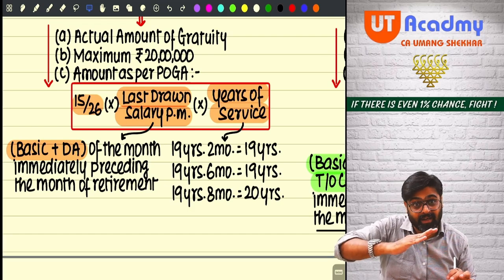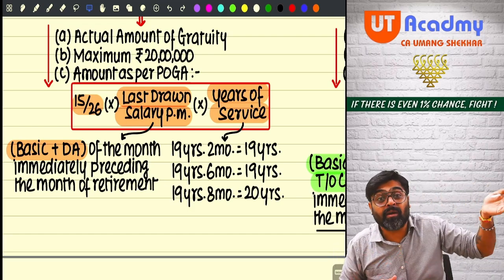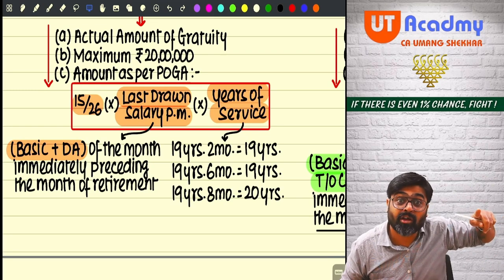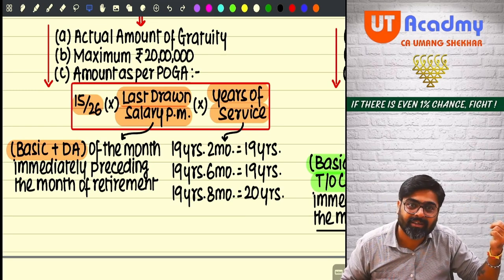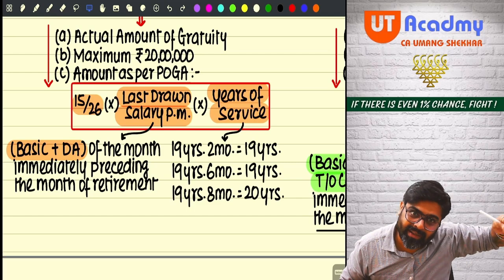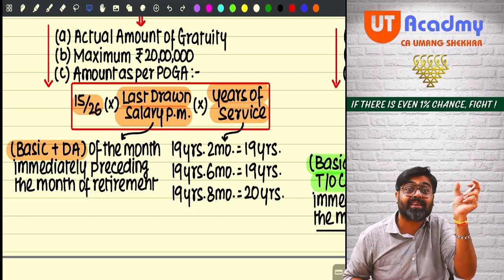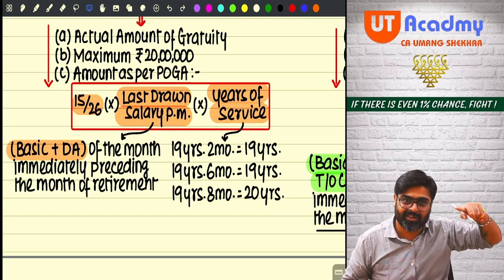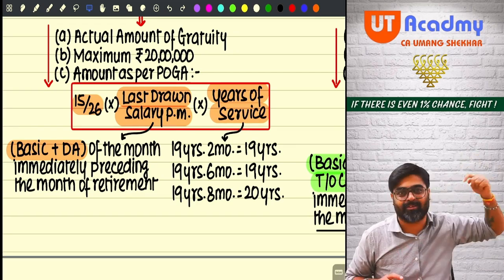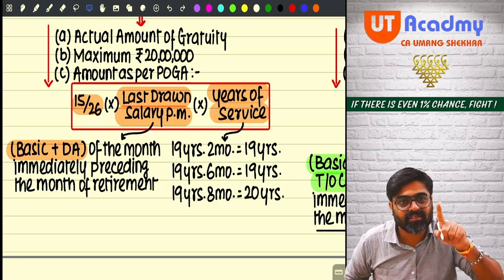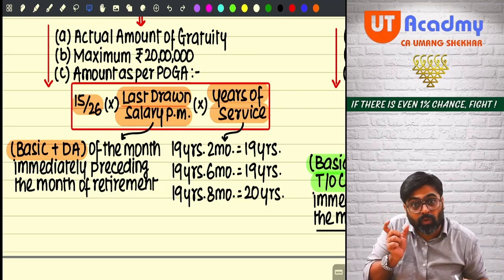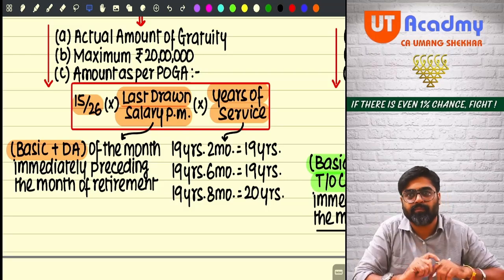Now 19 years and 9 months you gave service. That means 20th year you gave service for a period of more than 6 months. Then count the entire 20th year also. Fraction of any year of service will also be taken as full year of service if that fraction is more than 6 months. If it is 6 or less than 6, the fraction will be ignored. Only completed years of service will be taken.